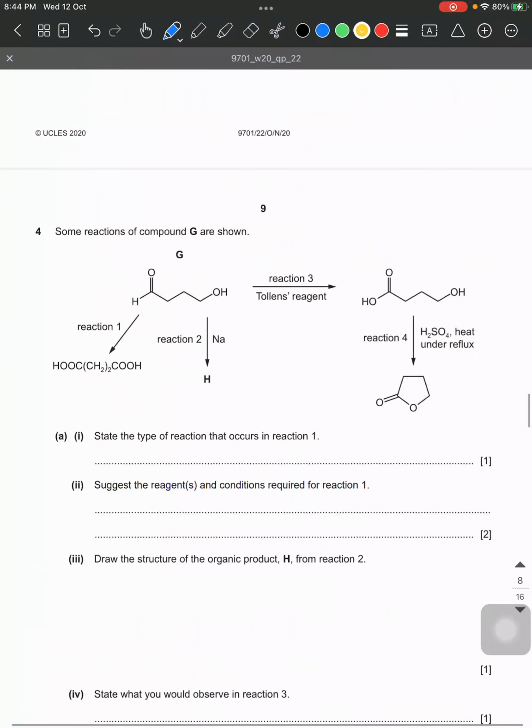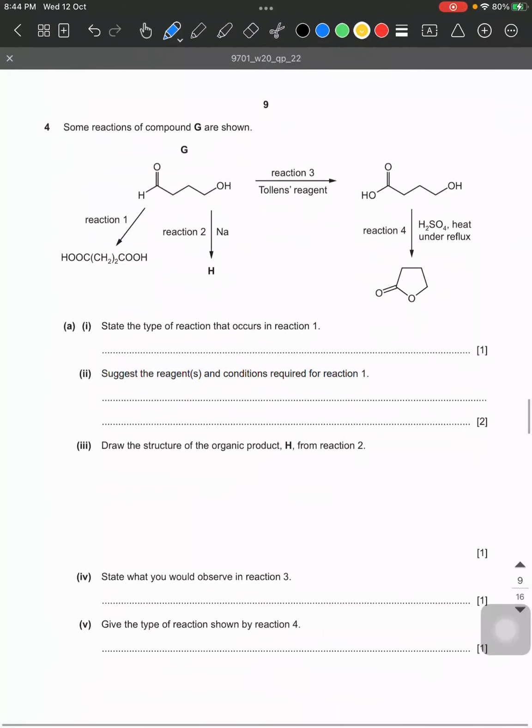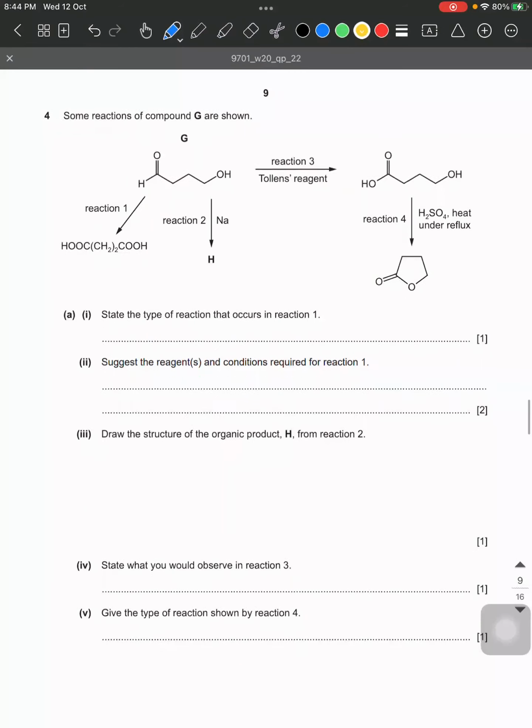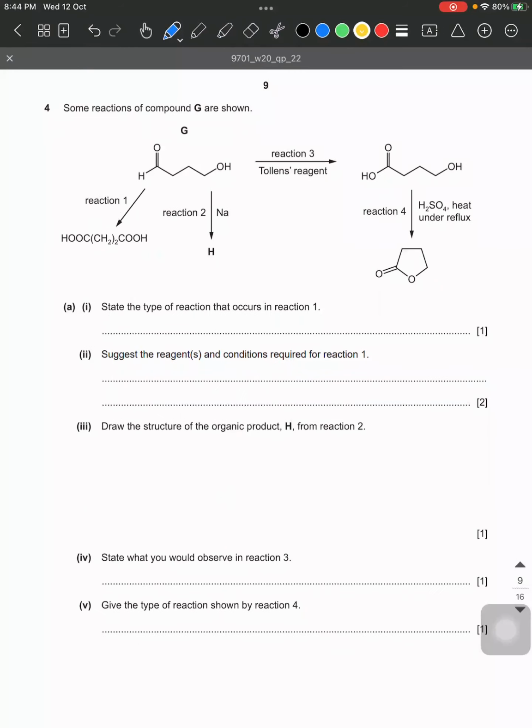Okay, let's finish the organic part first. If we have time in the end, we will definitely do some calculation questions. Question number 4: they are saying that some reactions of compound G are shown, and it asks the type of reaction that occurs in reaction 1. In organic chemistry solutions, you must use highlighters so you can identify what is going on.